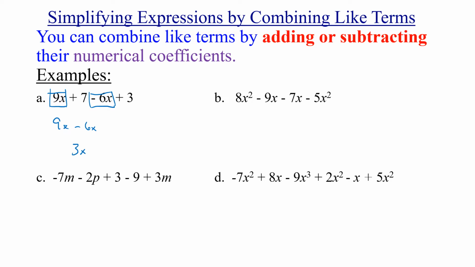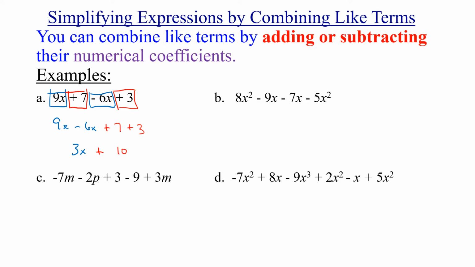Now I have the 7 and the 3. So I have a positive 7 and a positive 3. So positive 7 and a positive 3, and 7 plus 3 is 10. So my final answer to this is 3x plus 10. All right, let's take a look at B here.